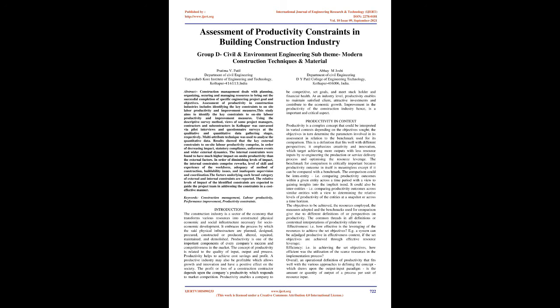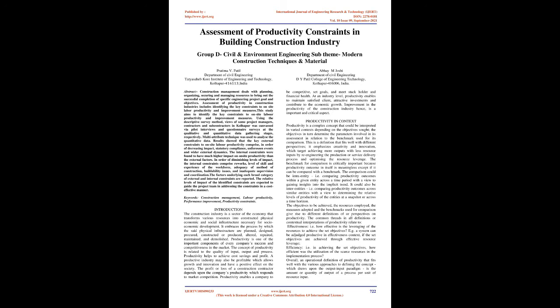A productive industry may also be profitable, which allows growth and innovation and has a positive effect on the society. The profit or loss of a construction contractor depends upon the company's productivity, which responds to market competition. Productivity enables a company to be competitive, set goals, and meet stakeholder and financial health. At an industry level, productivity enables it to maintain satisfied clients, attractive investments, and contribute to economic growth. Improvement in the productivity of the construction industry, hence, is an important and critical aspect.